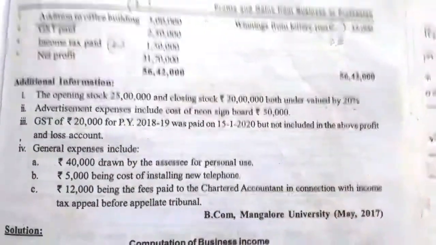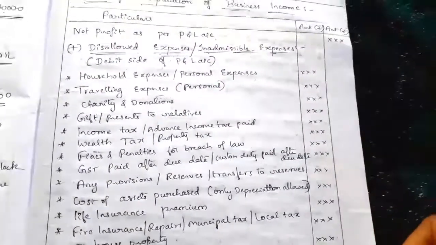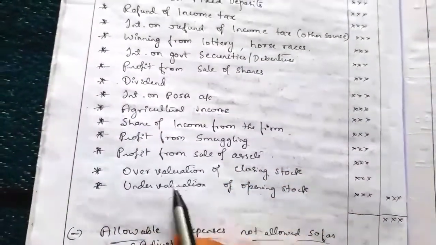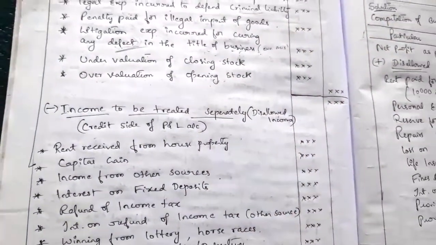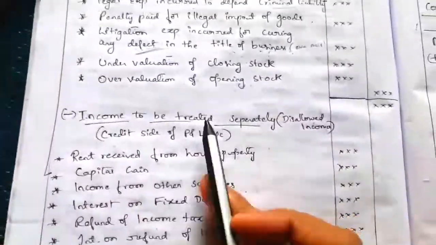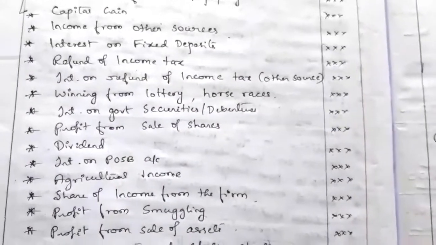Now, what is the treatment for this? See once the format of computation of business income. Under the net profit, while calculating the business income, we have to add the disallowed expenses. Under that, we have to add the undervaluation of closing stock and overvaluation of opening stock, and undervaluation of opening stock and overvaluation of closing stock should be deducted while computing the business income. So in this question they have given opening stock and closing stock both undervalued. So undervaluation of closing stock we have to add to the net profit, and undervaluation of opening stock we have to deduct from the net profit. Why it is added and deducted, I have already explained.